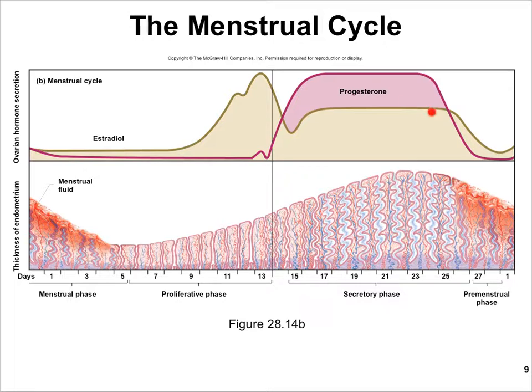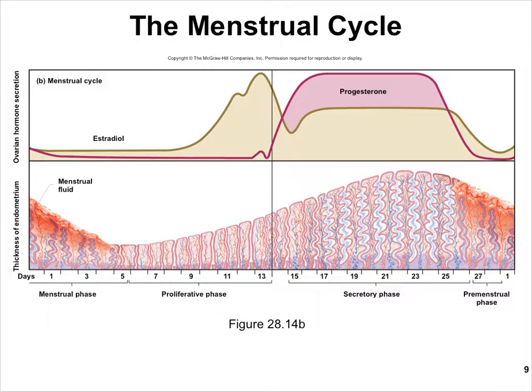Estrogen is still up there, right? It hasn't gone away, but progesterone is the dominant hormone in this case, and it's what's going to cause the accumulation of glycogen and the proliferation of arteries and veins and vascular tissue into the endometrial layer.